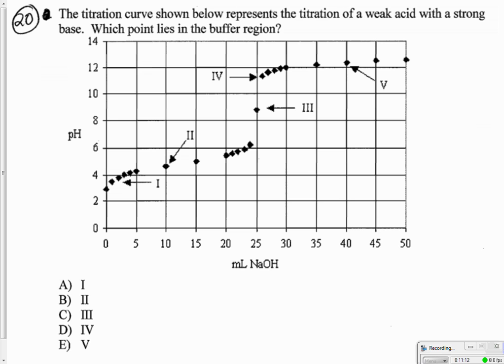If I connect my dots here, that's my titration curve. The buffer region on a weak acid strong base titration is represented right there. So then Roman numeral 2.